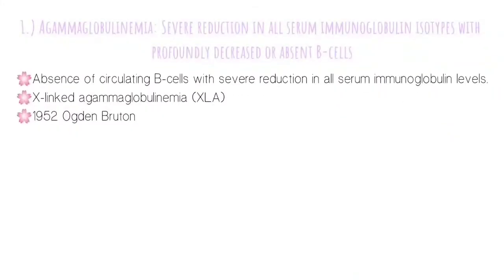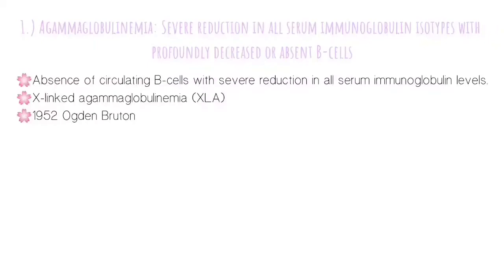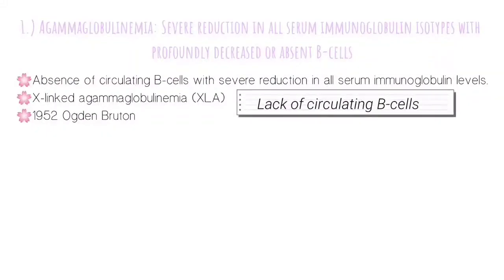Number 1, agammaglobulinemia. Severe reduction in all serum immunoglobulin isotypes with profoundly decreased or absent B cells. Agammaglobulinemia is characterized by absence of circulating B cells with severe reduction in all serum immunoglobulin levels. The classic disorder of B cell development is X-linked agammaglobulinemia, or XLA, first described in 1952 by Ogden Bruton. The hallmark of XLA is the lack of circulating B cells.